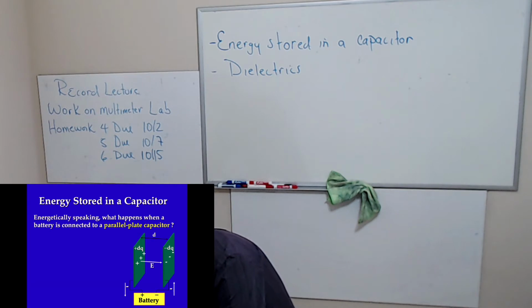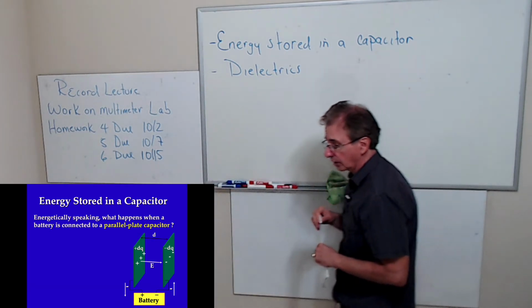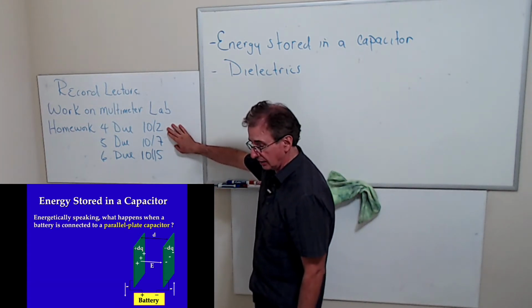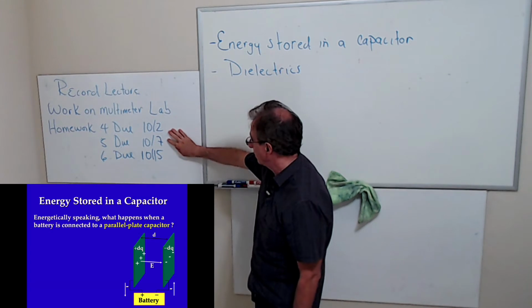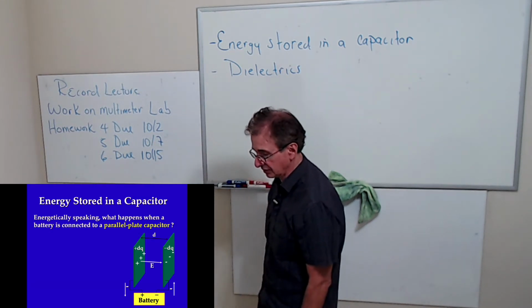Start working on the multimeter lab. Homework 4 is due on Friday the 2nd. Homework 5 is due on the 7th. That's the chapter 27 homework, which actually goes quick.